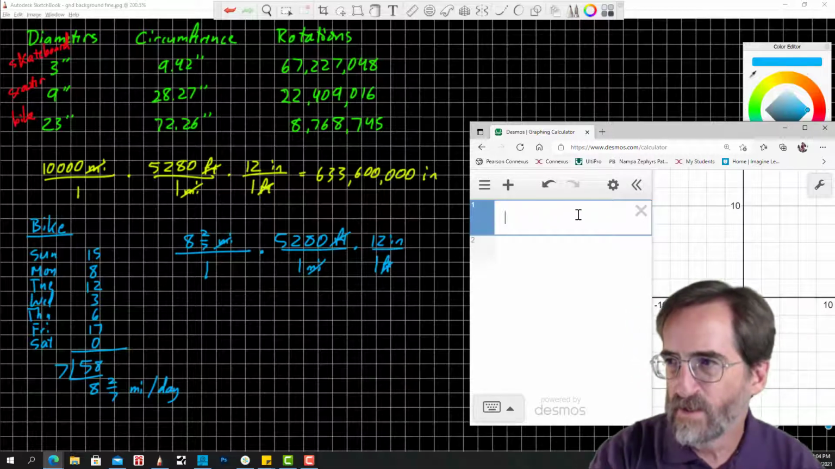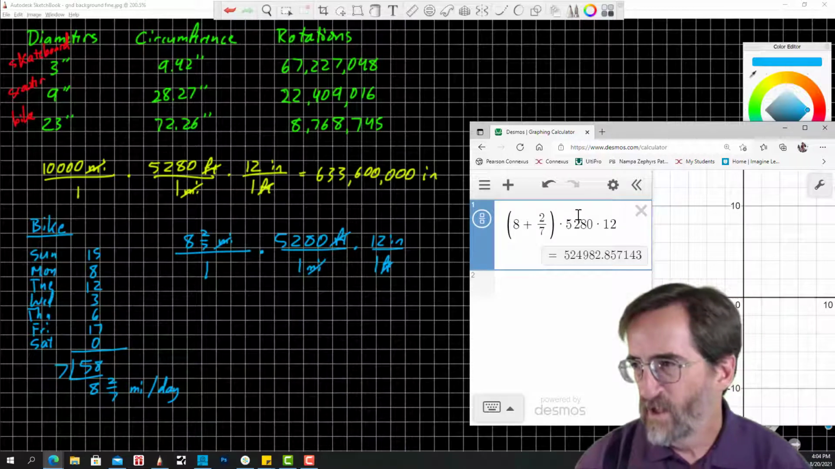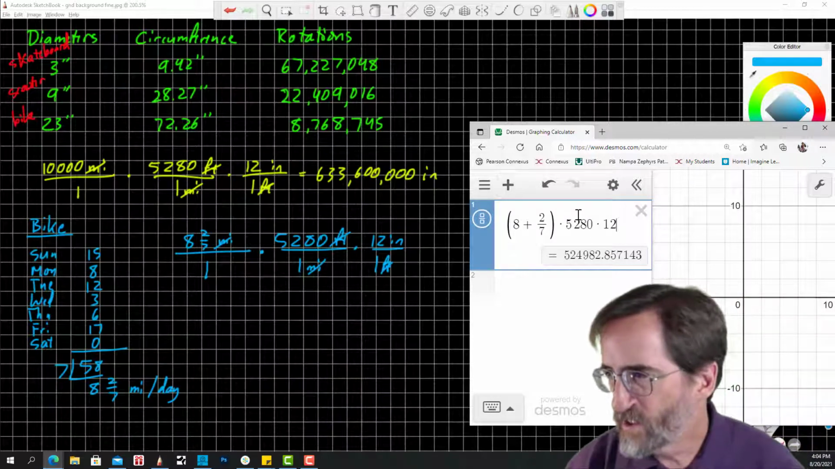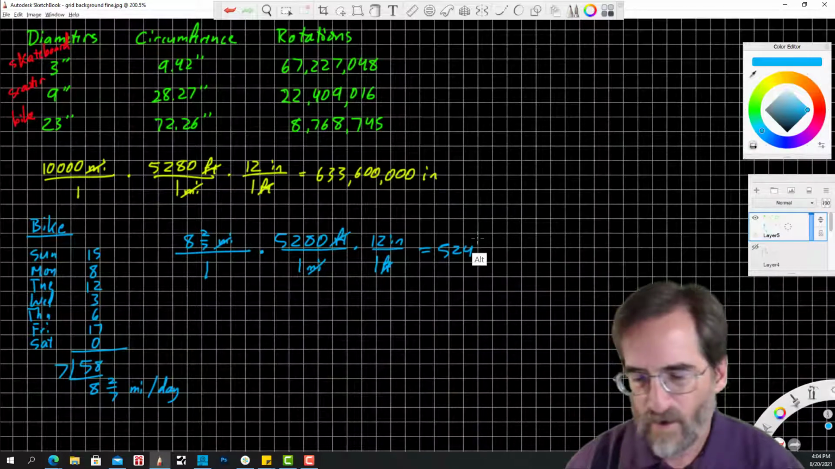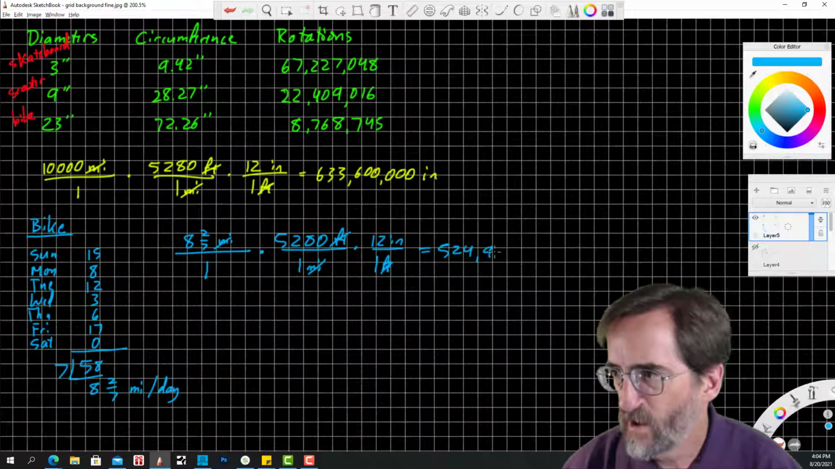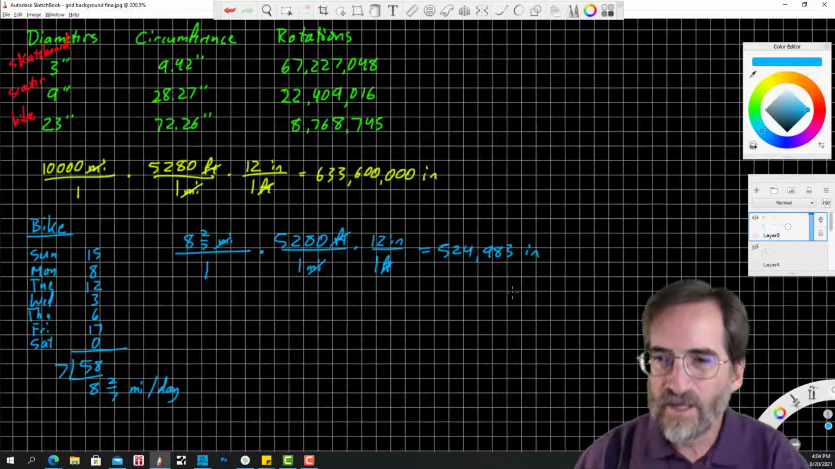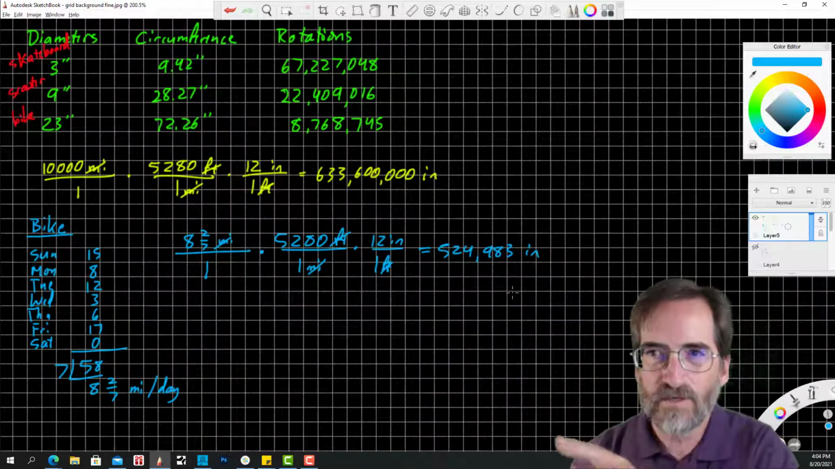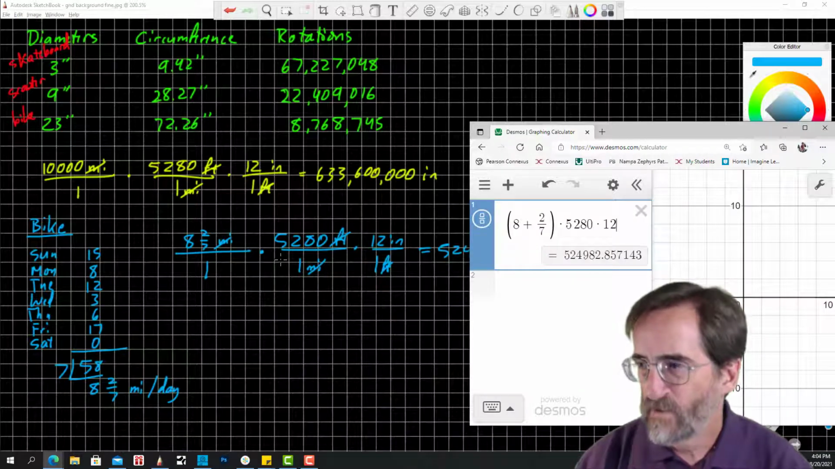So 8 and 2/7, that's the easiest way to do a mixed number in Desmos, times 5,280 times 12. Okay, and we get 524,983 inches. Okay, and now I'm going to take that and divide by the circumference of the bike tire, which is 72.26.